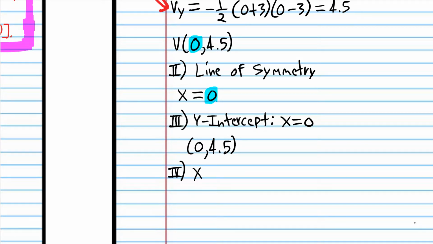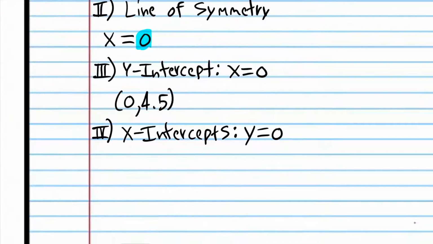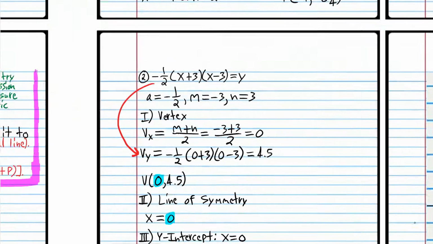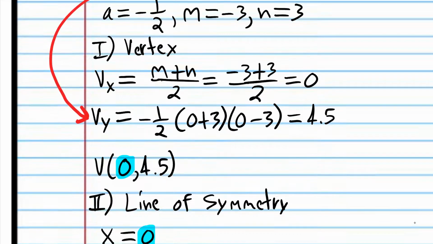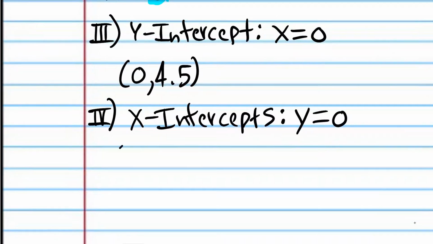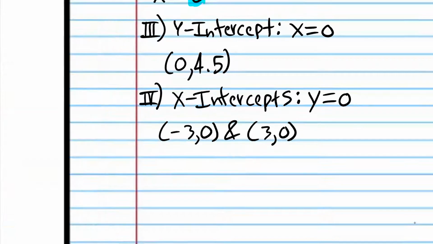Now we're going to find the x-intercepts. So I'm going to label this step x-intercepts. And to find the x-intercepts, as usual, you would let y equal 0. Now, it's very important to understand that because this is in intercept form, we can actually see the intercepts just by looking at it. It's -3 and +3. Remember, it's just the opposite signs. So we don't really have to do any math for the x-intercepts. So (-3, 0) and (3, 0). So we're done with that step.